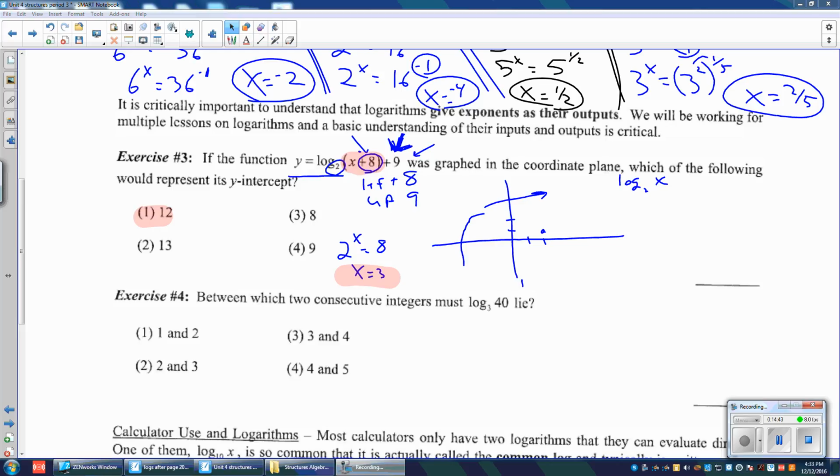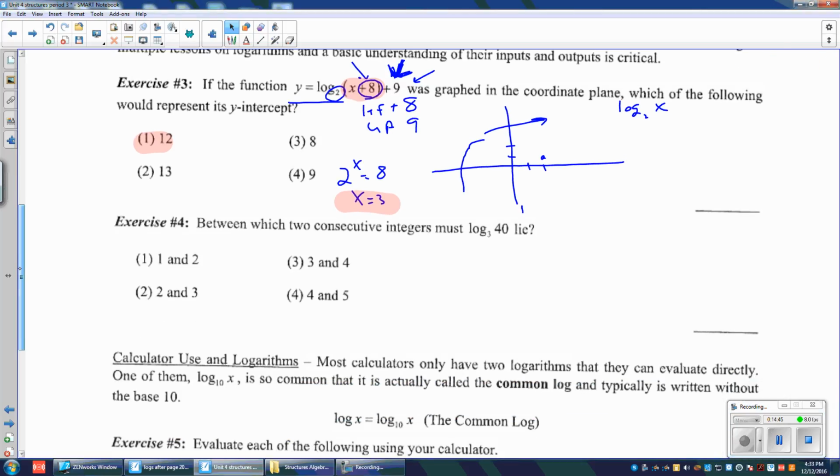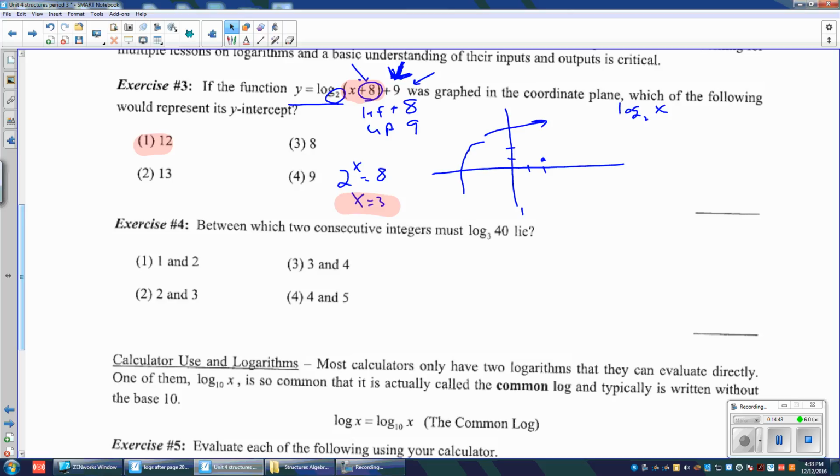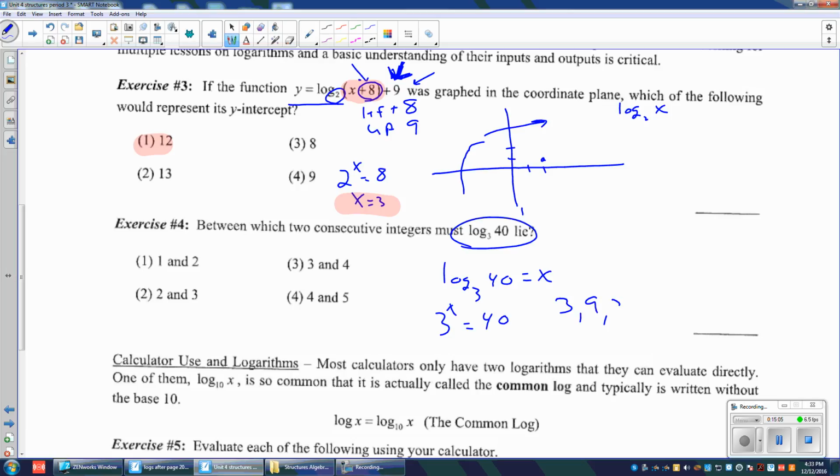Between which two consecutive integers must the log base 3 of 40 lie? Okay, now this is a great question. The base is the base, and the answer is the exponent. So 3 to the x has to equal 40. 3, 9, 27, then 81. Let me see. This is 3 to the first, 3 squared, 3 cubed, 3 to the fourth. So which one does this lie between? It lies between 3 and 4.